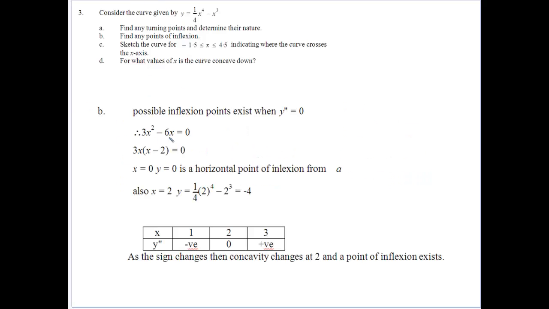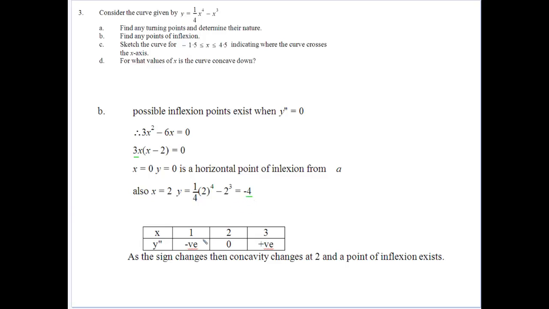Points of inflection, well, we get our second derivative equal to 0. We get our second derivative and factorize, 3x comes out, which means we get x equals 0 and y equal to 0. Well, we've already just proved that was a horizontal point of inflection. So we also get this situation where x is equal to 2 and y would be minus 4.